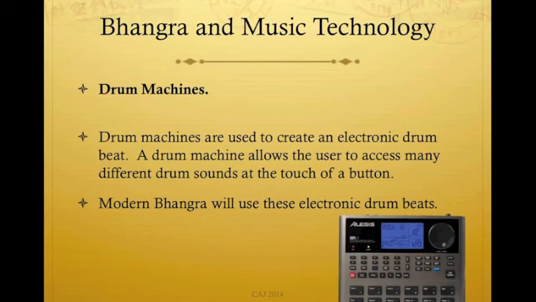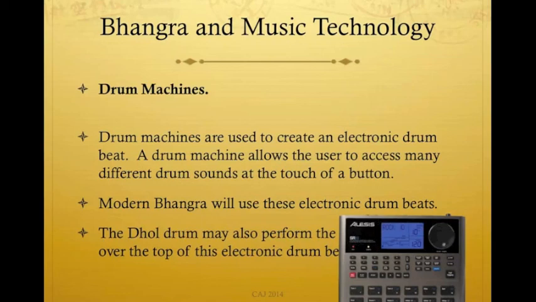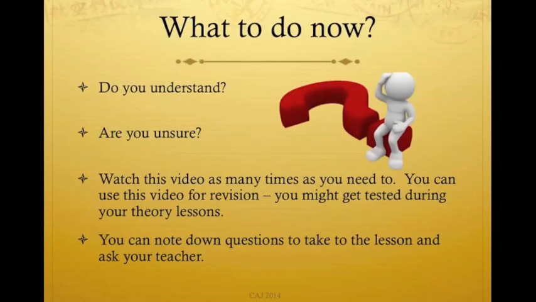So, Bhangra music, as it's dance music and influenced by Western dance music, uses some electronic drum beats. The dhol drum may also perform over the top of the electronic drum beat, so it wouldn't just be the drum machine, there'd be other drums on there as well.